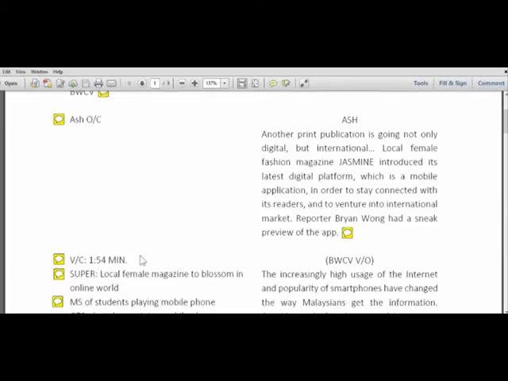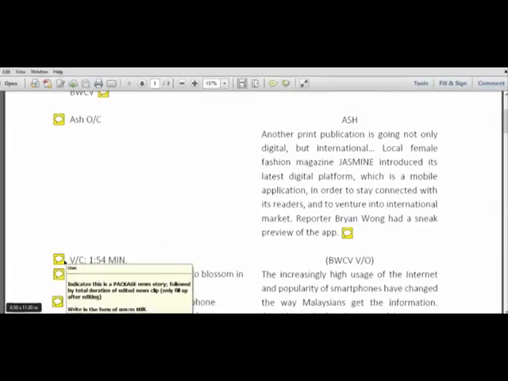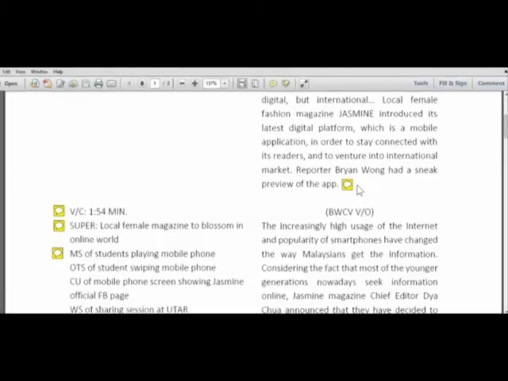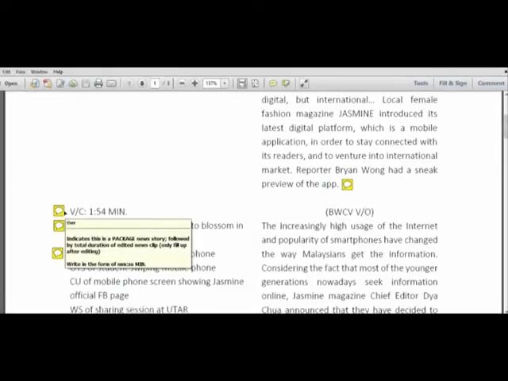After the news lead, write VC, V/C, followed by the total duration of your news package. Some of you may be confused with VC and VO, and here's the difference. VC is to indicate that what you're writing is a package news story, not a read-over, not a read-over with SOT, but a package news story. So you always write VC at the beginning and only at the beginning of your package news script.